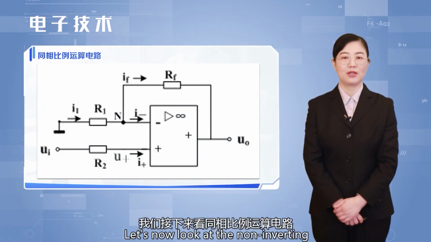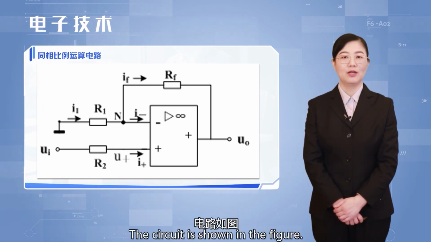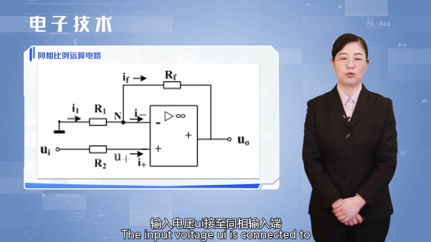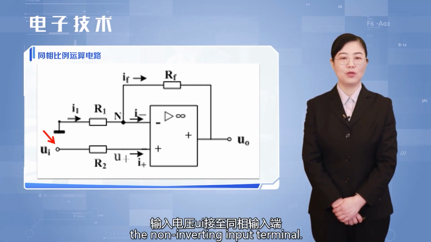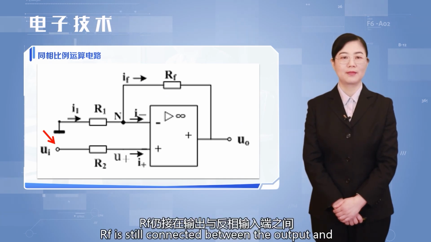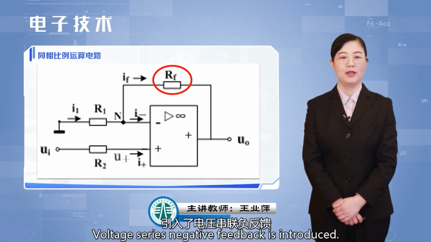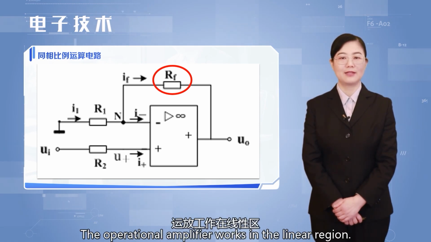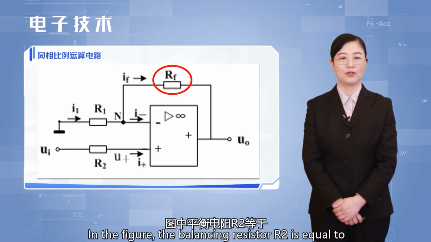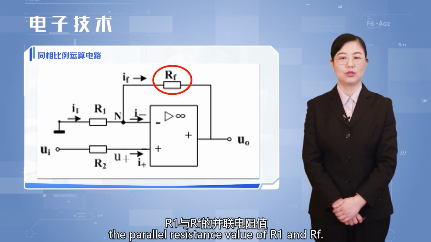Let's now look at the non-inverting proportional operational circuit. The circuit is shown in the figure. The input voltage UI is connected to the non-inverting input terminal. RF is still connected between the output and the inverting input terminal. Voltage series negative feedback is introduced. The operational amplifier works in the linear region. In the figure, the balancing resistor R2 is equal to the parallel resistance value of R1 and RF.